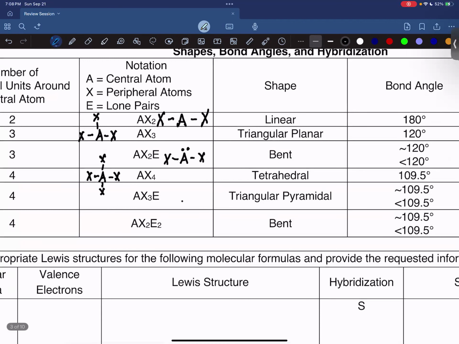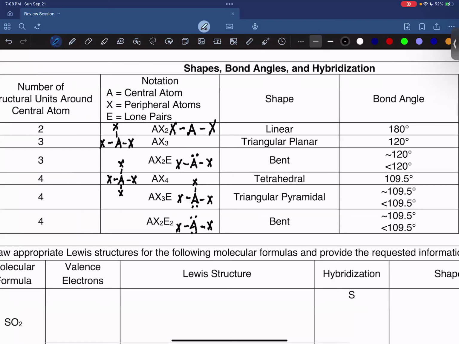And then trigonal pyramidal is an atom bonded to three other atoms with a lone pair. And then bent is an atom bonded to two other atoms, and then you got two lone pairs. So if you guys haven't already memorized this, it'd probably be good to look at this chart, make some flashcards, or just practice writing it down because you will see stuff like that.